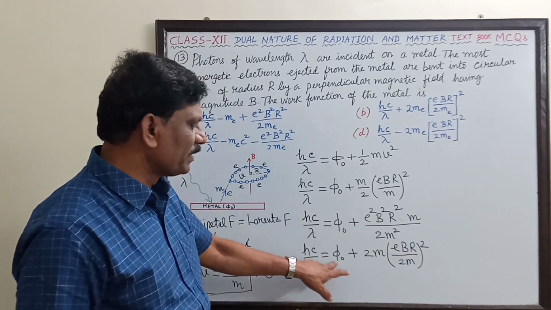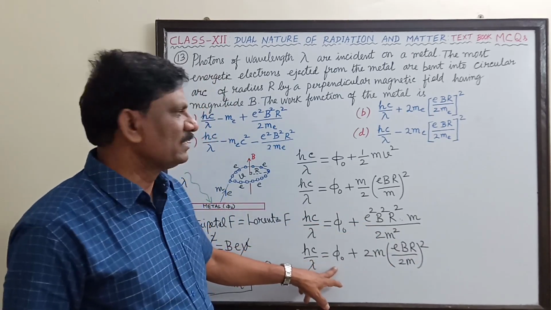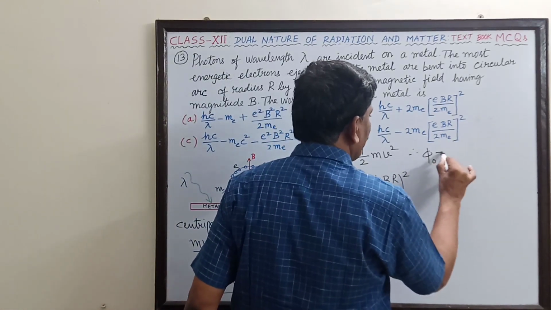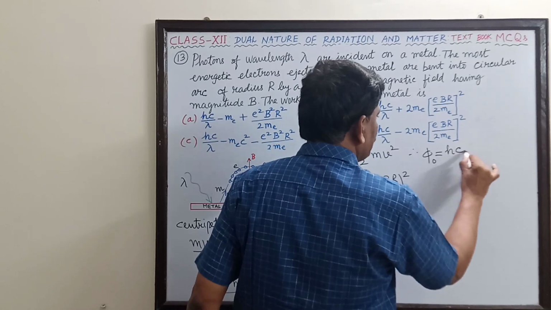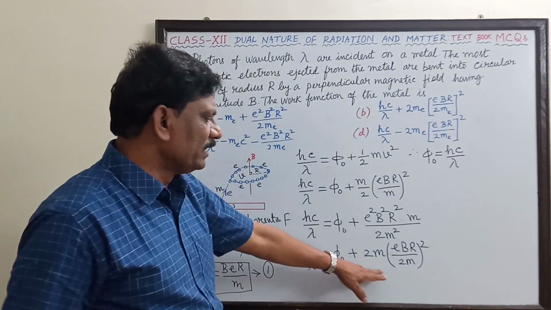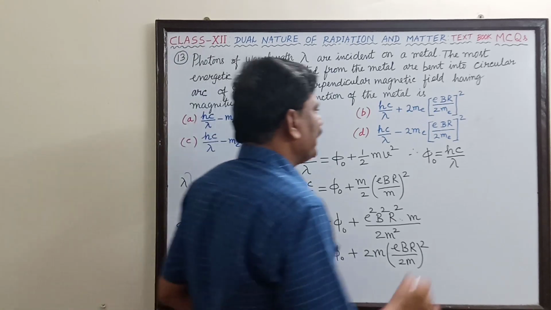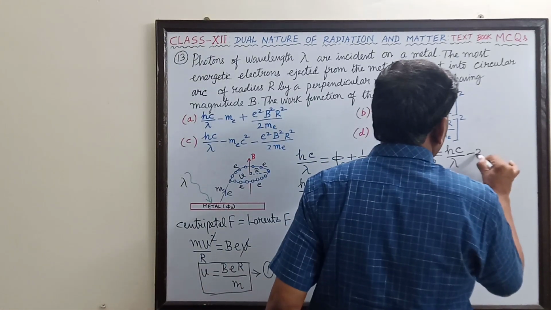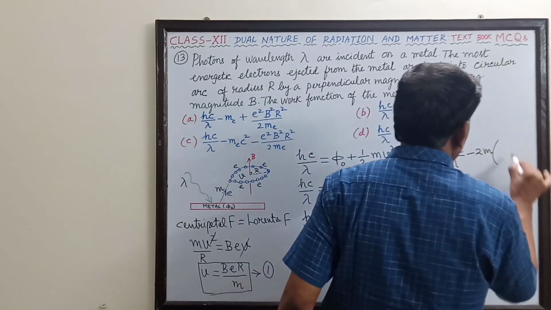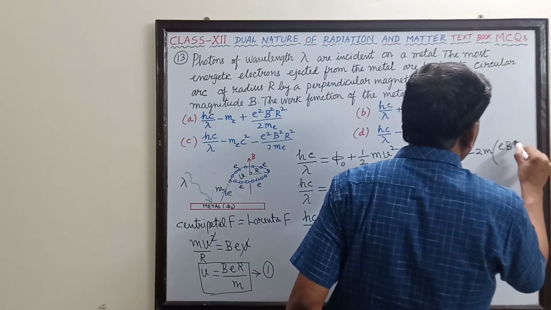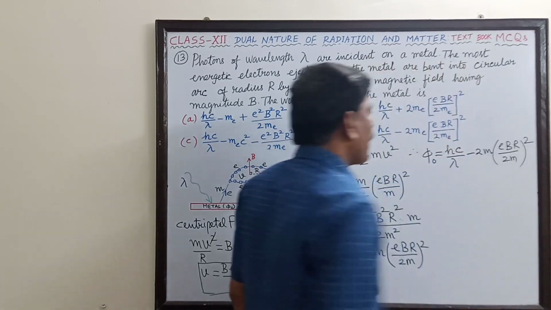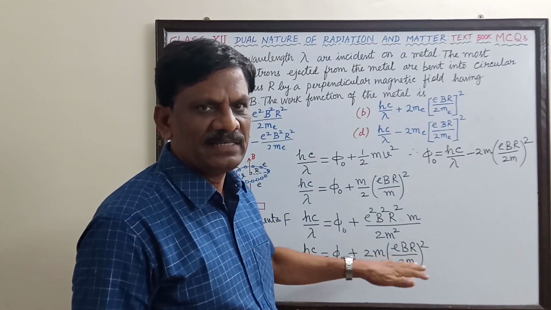Understand? We need an expression for only the work function. Therefore the work function phi naught is equal to, on the left side, hc by lambda. All these terms should be brought to the left as minus. So minus 2m into e B R by 2m the whole squared. So this must be the final answer.